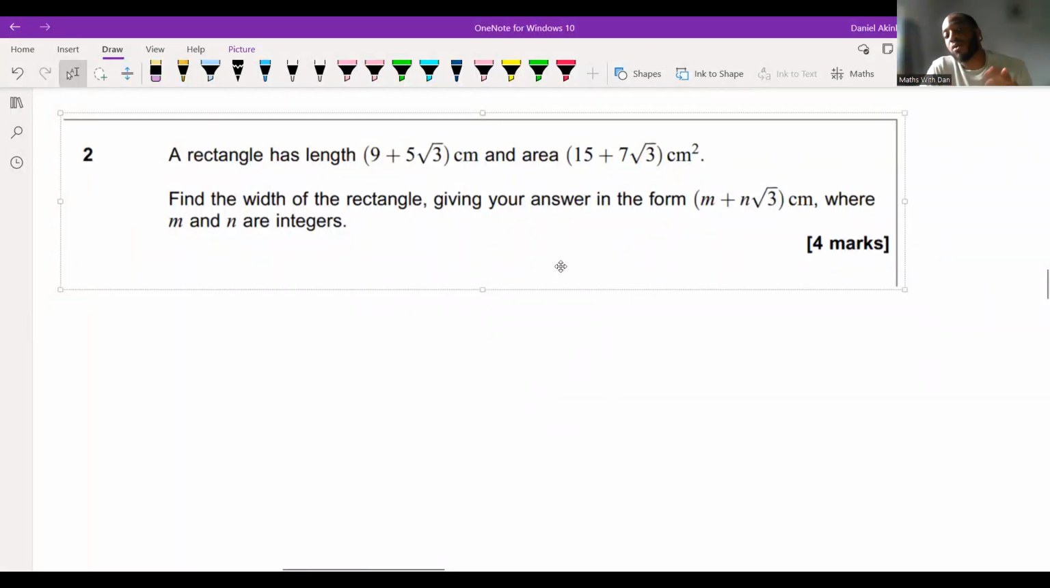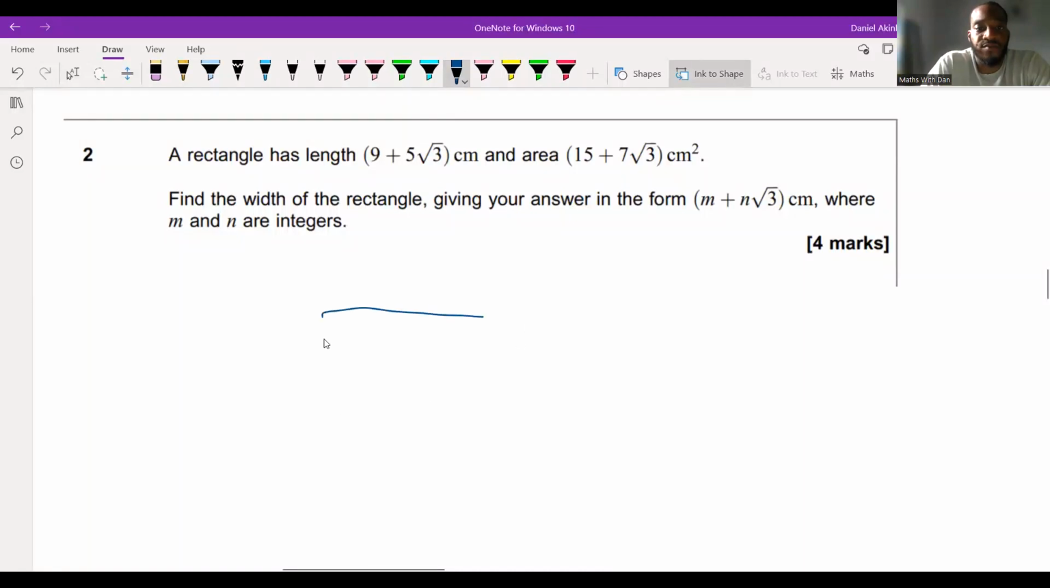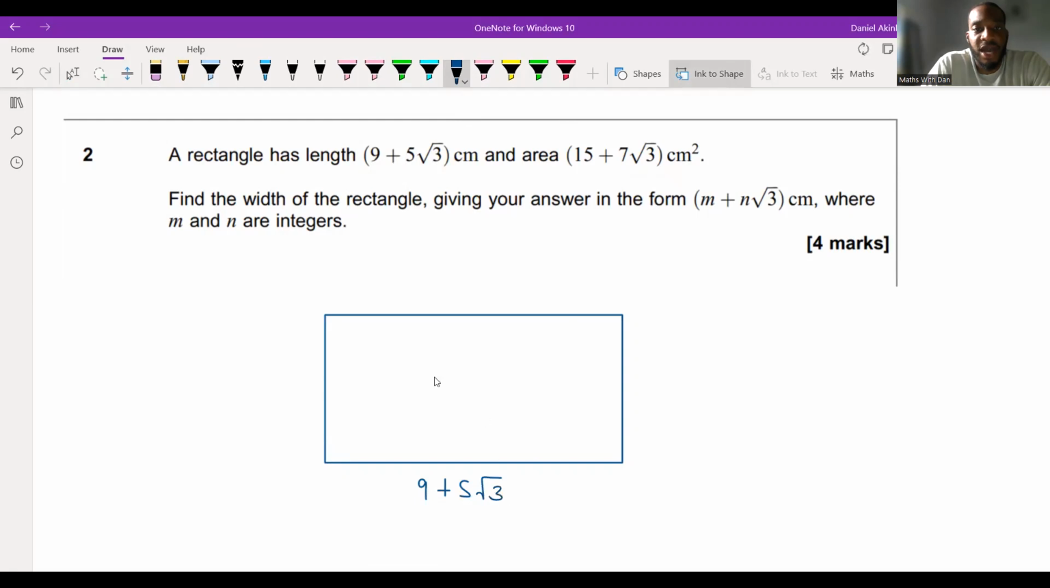So for me, whenever I'm doing questions, especially when it comes to A-level maths, I like to visualize it. So they've told us that we've got a rectangle here. So what I would do is I would just draw a rectangle here. They've told us that it has a length of 9 plus 5 root 3, and the area is equal to 15 plus 7 root 3. Now they've asked us for the width in this form.